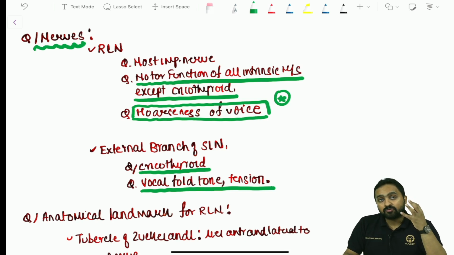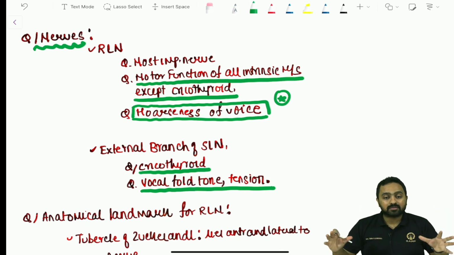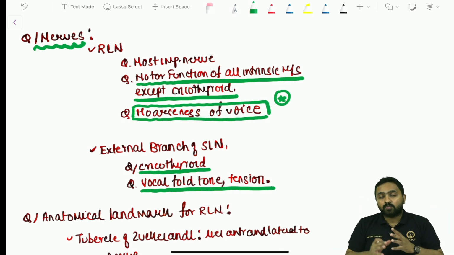So these are a few of your clinical clues that would be given in your question as a scenario-based question, where you need to identify which is the nerve most commonly injured during thyroidectomy, or they can directly ask you the question. Now, this recurrent laryngeal nerve is a very important nerve. Now, we need to identify this during our surgery.